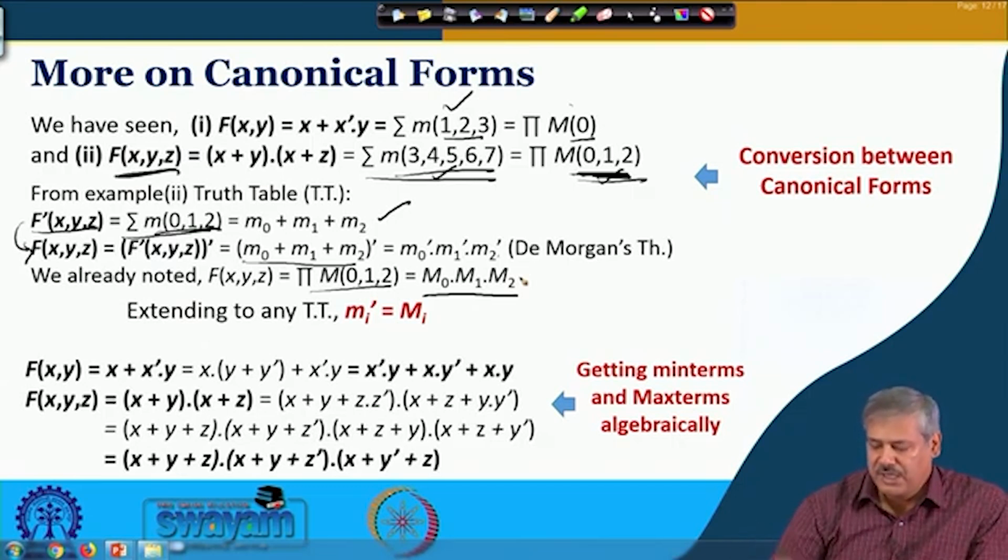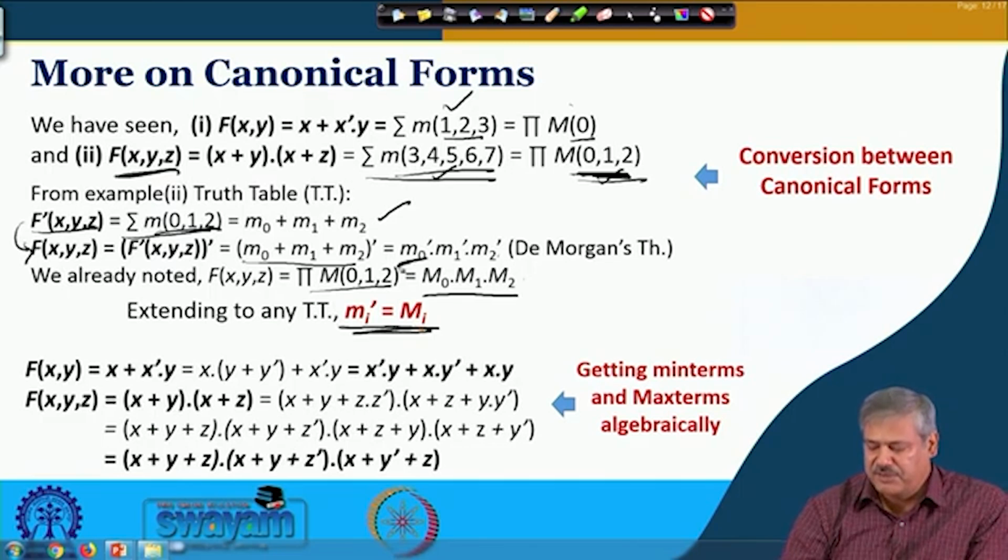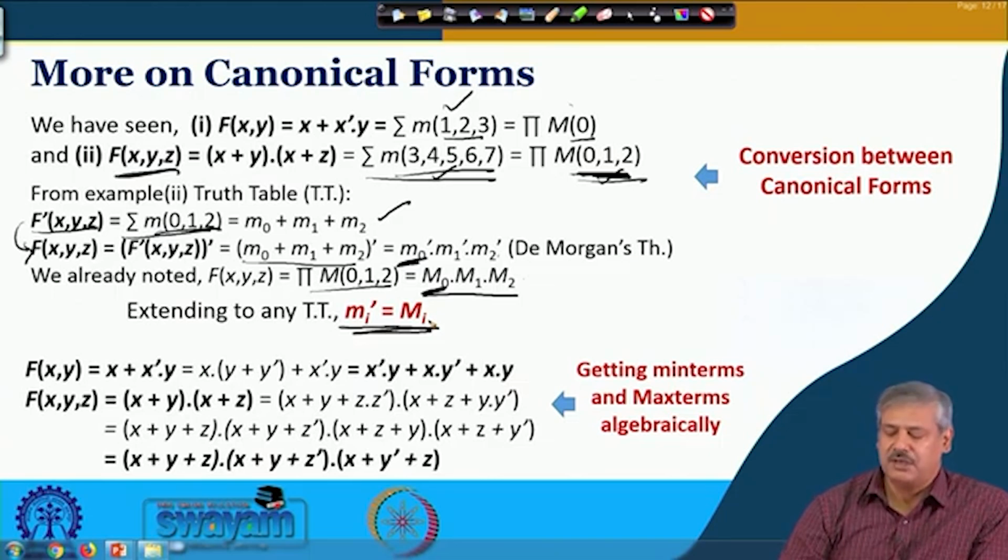So, we can see for any such truth table, if you just extend it, that m i prime, so m 0 prime, M 0, they correspond. So, m i prime is the same as the min term at the ith position. If you take the complement of it, you get the corresponding max term in the ith position. This is a very simple relationship, we will keep in mind. Okay.